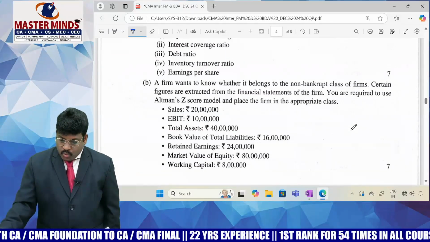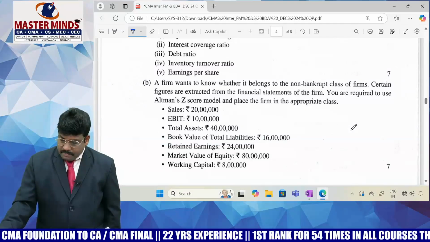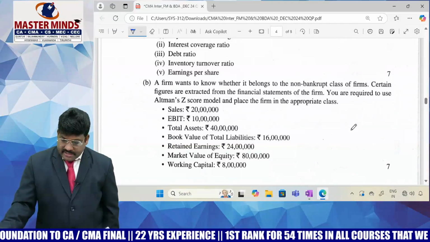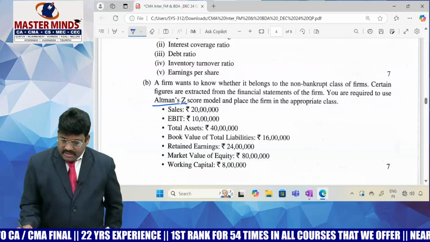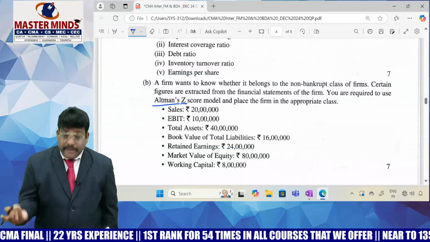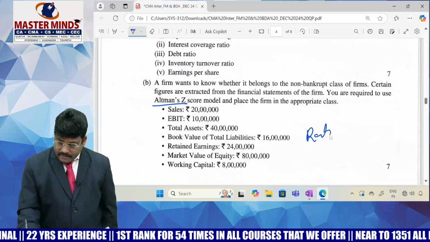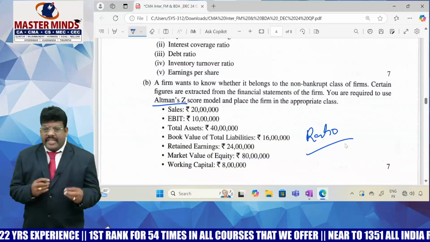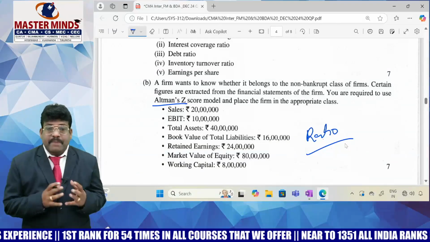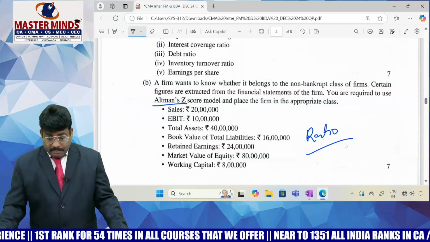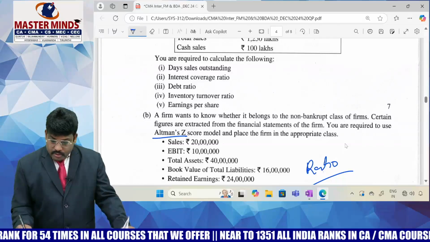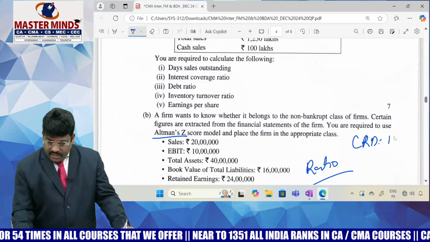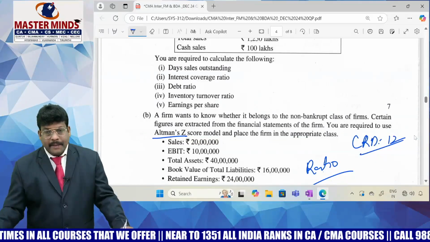Coming to the next one: a firm wants to know whether it belongs to the non-bankruptcy class, and certain figures are extracted. This is also Altman's Z-score model, ratio analysis also. Yeah, this is ratio analysis. A little bit of calculation patience is needed to solve this one. But particularly this question is covered in our mastermind material. So CRD 12, we covered this question. Yeah, coming to the next question.